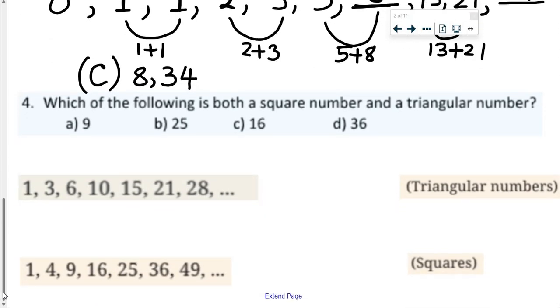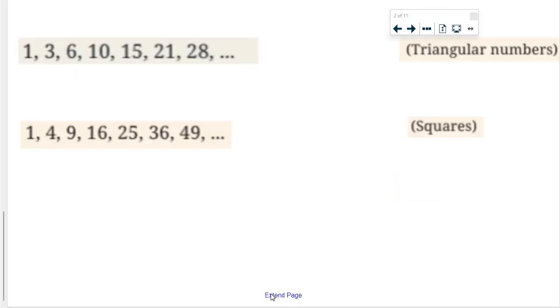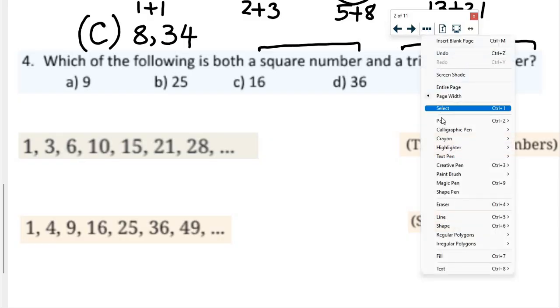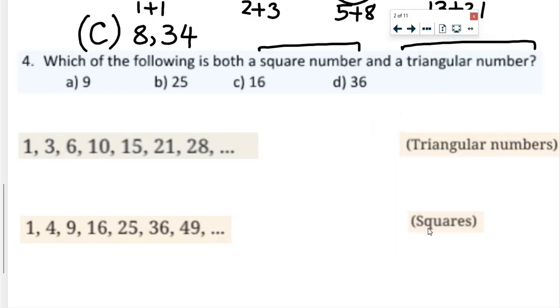The next question. Which of the following is both a square number and a triangular number? Now, let us try to remember. You have to recall what the triangular numbers are and what the square numbers are. Some other people call square numbers as squares.